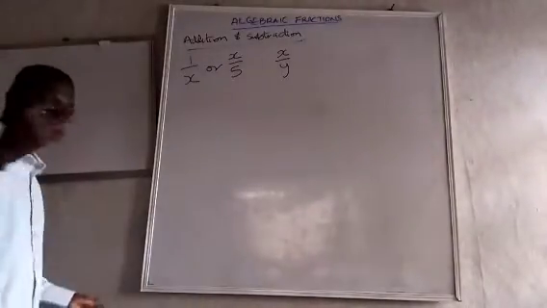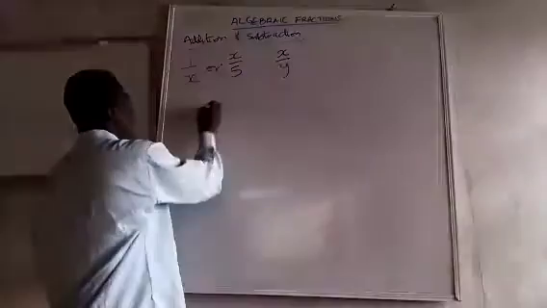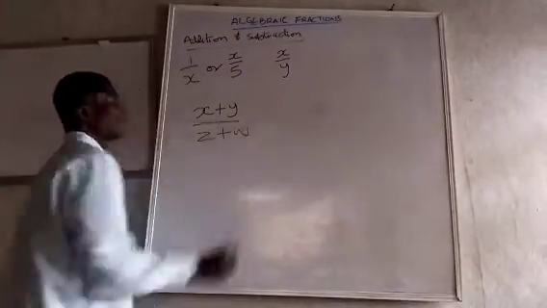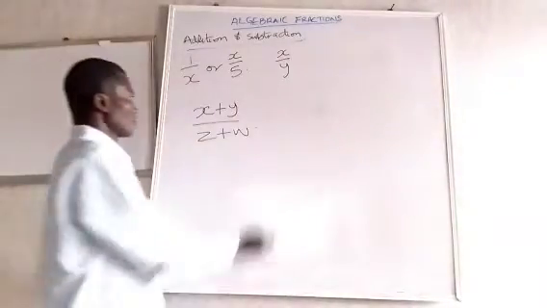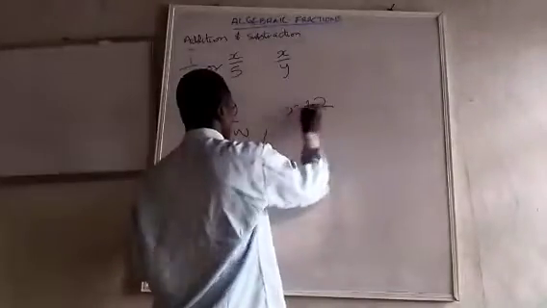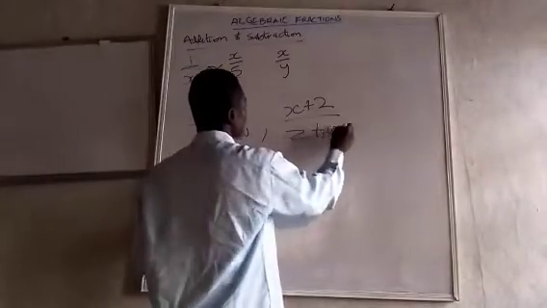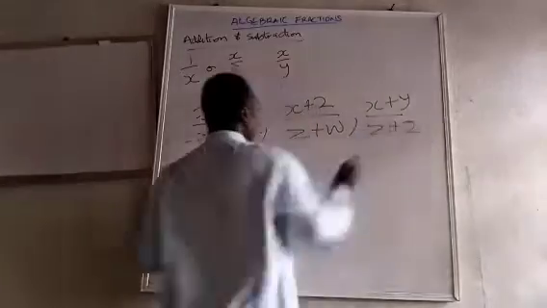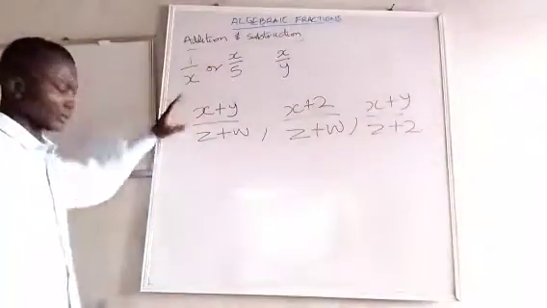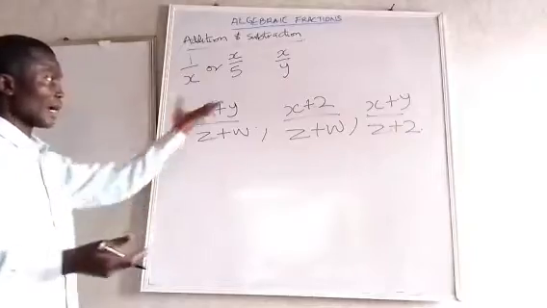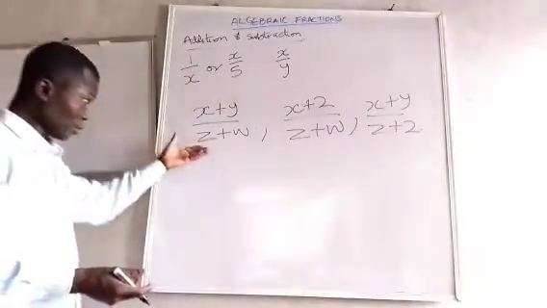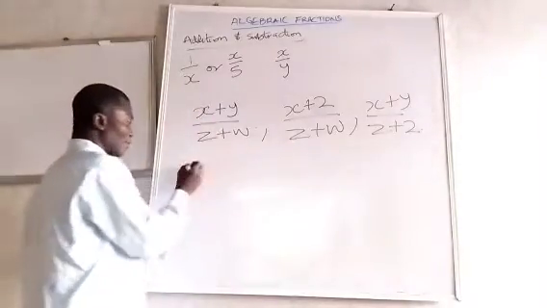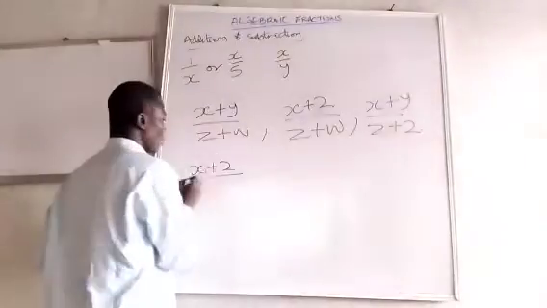You can also have it like this. x plus y. You can also have it like this, x plus 2 over z plus w, x plus y over z plus 2. So, what I mean, this one can comprise both alphabet and figures. And this one too can be in that format. The denominator and numerator can also be in that format, that is x plus 2 over y plus 6.